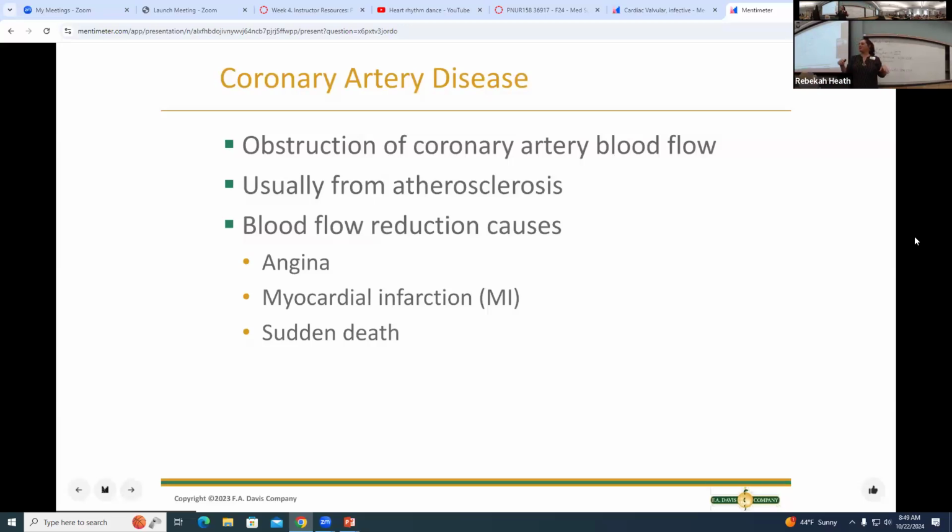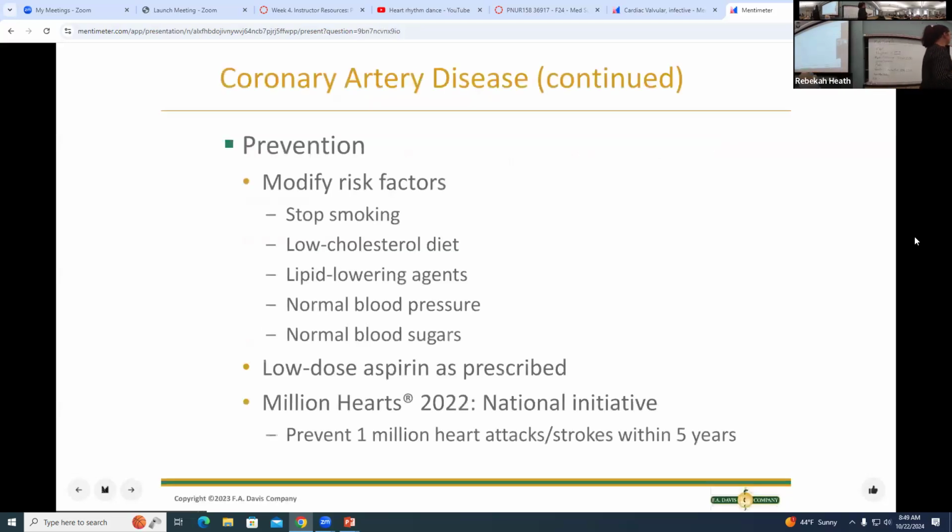With coronary artery disease, we have blood flow that slows down. It can't get to the heart muscle like it should. Sometimes they're going to have angina. They might have a myocardial infarction, and it might end up with sudden death. And we're going to go into a little bit with each of those.